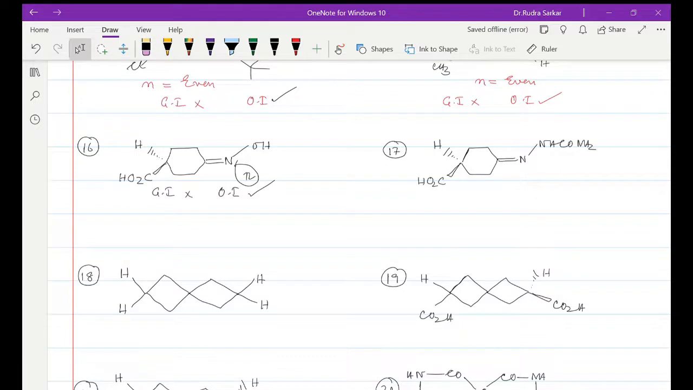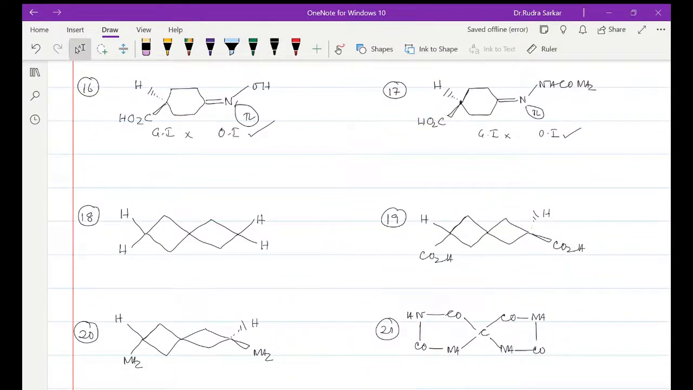Now again in question number 17, as we can see, we have been given a semicarbazone. If we consider this lone pair, N is connected to two different groups and this carbon is connected to two different groups, and instead of two double bonds we have a cyclic ring and then a double bond. So this will be showing optical isomerism and no GI is possible. So GI we will say not possible, but optical isomerism is possible.